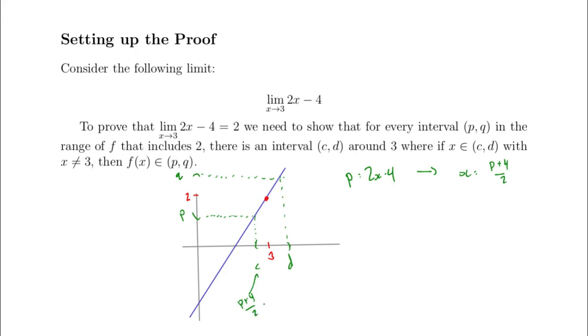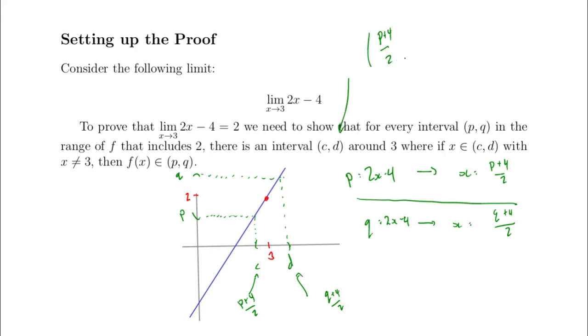Or we're saying the beginning of our interval, C. Similarly, we can do the same thing with Q. Oops, this is 2x minus 4. And that gives us the same kind of thing. The x value that we're looking for is, oops, this is supposed to be a minus. There we go. Q plus 4 over 2. So here we'll say D is going to be Q plus 4 over 2. So the interval that we're going to use for C and D is really going to be P plus 4 over 2, comma, Q plus 4 over 2.